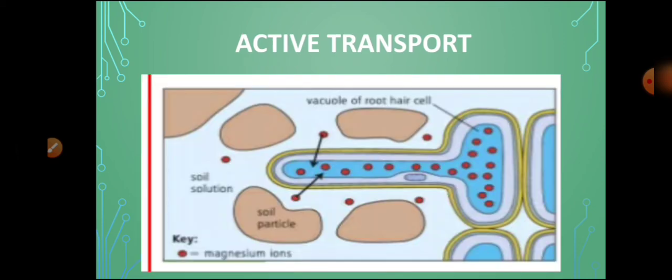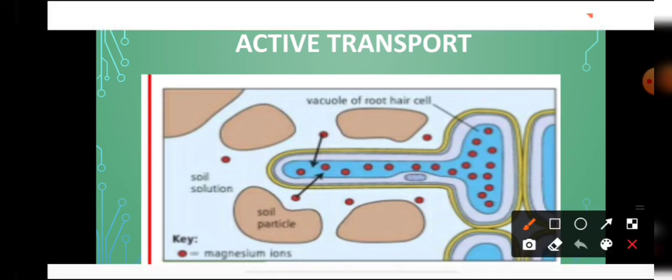Now students, we all know that plants absorb mineral ions from the soil by their roots. And as the concentration of mineral ions is higher in the soil, therefore the mineral ions enter within the roots by the process of diffusion. Now a stage is reached when the concentration of mineral ions within the roots becomes higher as compared to the soil. Now what will happen?